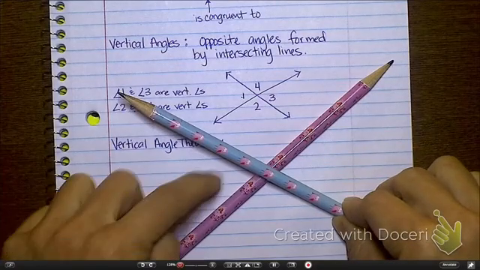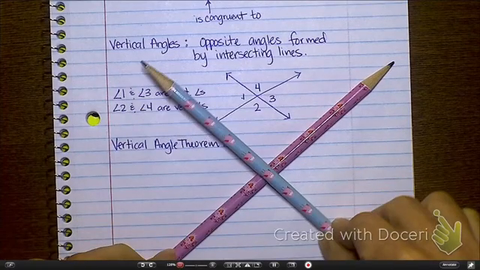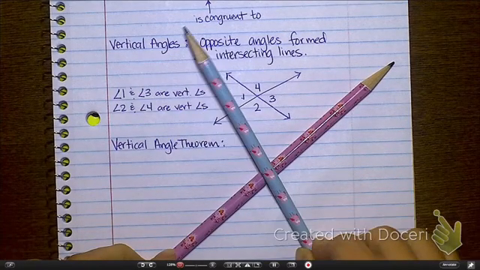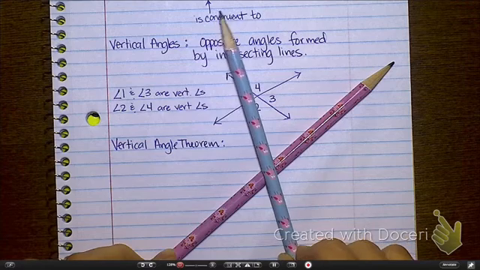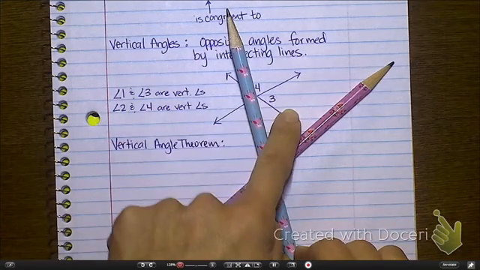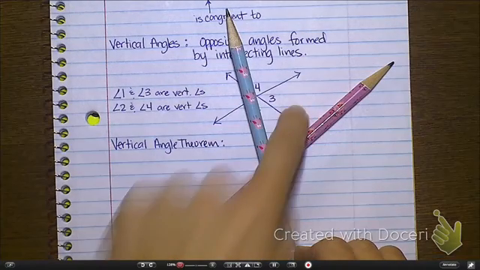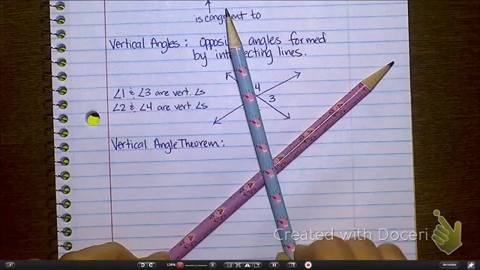What's happening to angle 1 and what's happening to angle 3? They're getting bigger and bigger. Are they getting equally as big? Yeah. Now what's happening with angle 4 and angle 2? Are they changing size as well? But their size is changing the same way, right?